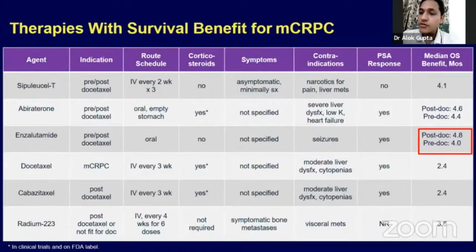So just to summarize the role of enzalutamide and the way we have used this molecule for the last almost 6-7 years in our practice, it did achieve improvement in overall survival. In the post-docetaxel setting, it was around 5 months. In the pre-docetaxel setting, it was around 4 months. So very important molecules. Just make sure that we do ask about the history of seizures before recommending this molecule to our patient.